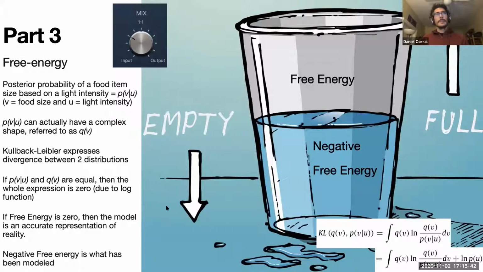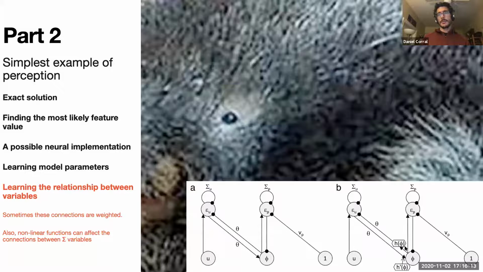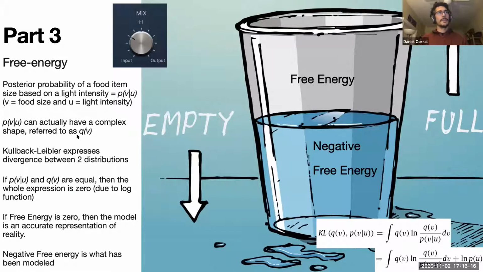Moving on to part 3 is where we start to incorporate free energy, and things get much more complicated. I'll just run through this quickly. Maybe this is not the most accurate interpretation of free energy, but it is a rough version of it. The posterior probability of a food item size based on the light intensity is going to be this guy here, P(V|U), with V as a food size and U as a light intensity. P(V|U) can have a complex shape depending on, jumping backwards, this H function.